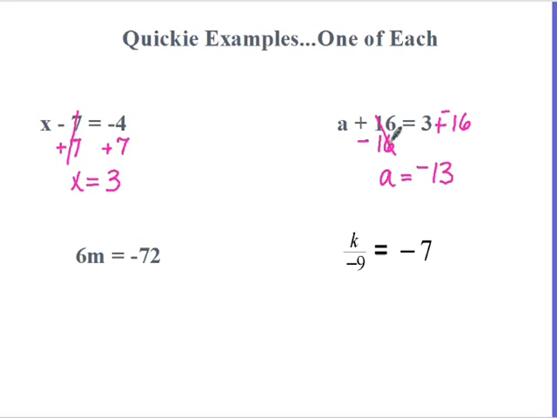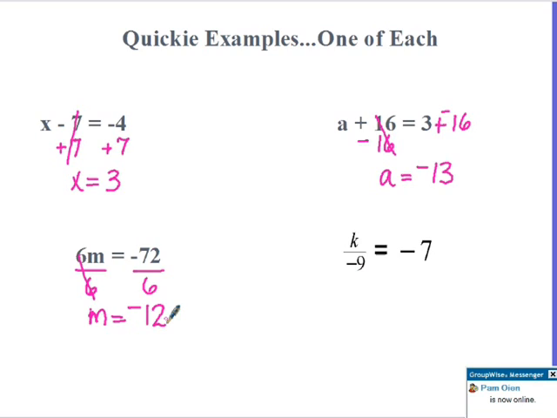On to a multiplication equation. 6 times m equals negative 72. We want to get the m all by itself, so we're going to divide both sides by 6. That gives us 1m instead of 6 m's, and that means that m is going to equal negative 12. It's good to know those 12's times tables. 6 times negative 12 is negative 72, so I know I'm correct.